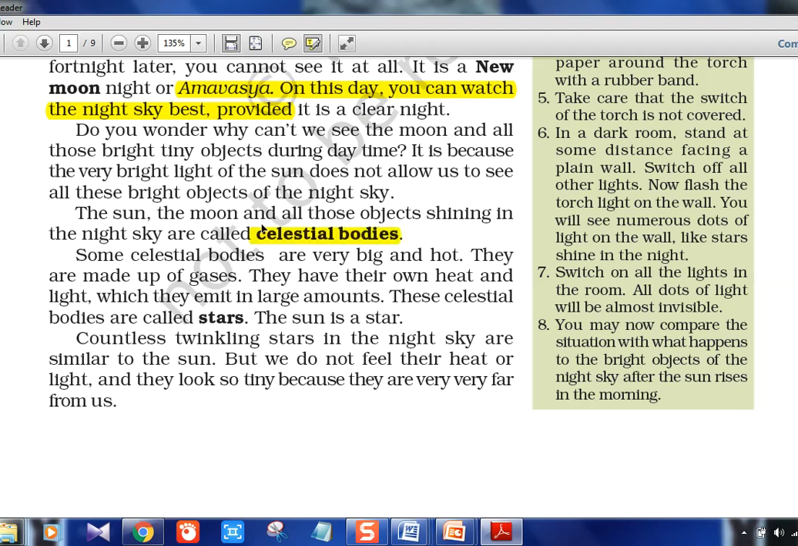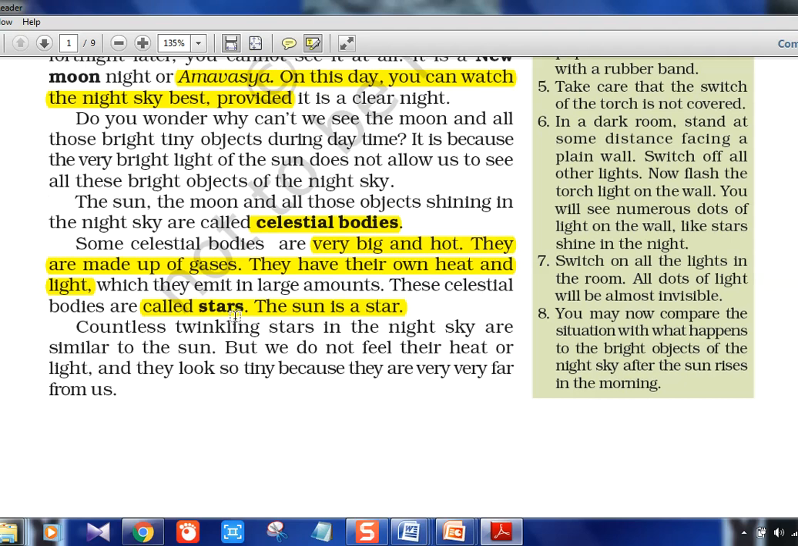Celestial bodies: the sun, moon and all the objects shining in the night sky are called celestial bodies. So everything is a celestial body, but everything will not be a star. Only the things which are big and hot, made up of gases, and have their own heat and light, are actually stars. So celestial bodies means everything. Star means only the one which has its own heat and light. That is two definitions.